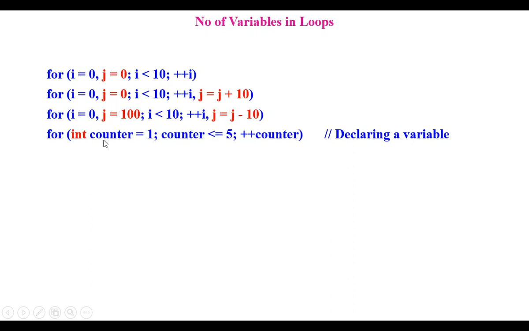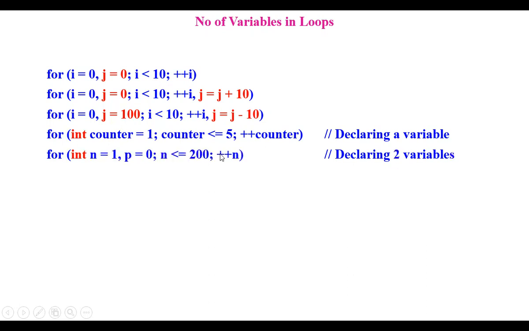Counter, initialization and declaration, loop continuation condition, incrementing. This is the declaration. Similarly, you can declare any number of variables. Integer n, also initialized. Integer p, after a comma. So this p is also an integer and assigned 0 value. This loop will be continued while n is less than or equal to 100, with incrementing of n. So like this, you can have other variables also in the loops.